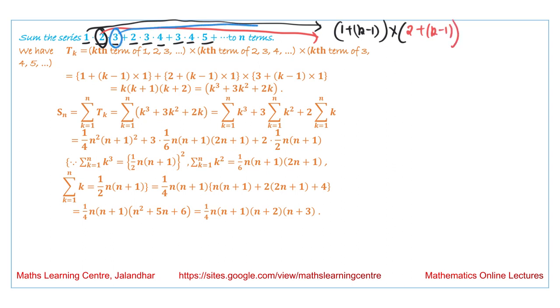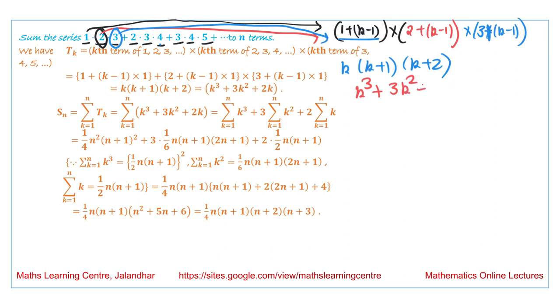Corresponding to the third term 3, we have 4, 5, 6 like this. So we write 3 plus (k minus 1). So the general term is k into (k plus 1) into (k plus 2). Multiplying these terms we obtain k cube plus 3k square plus 2k. So our question becomes calculating the value of the sum of k cube plus 3k square plus 2k, where k varies from 1 to n.